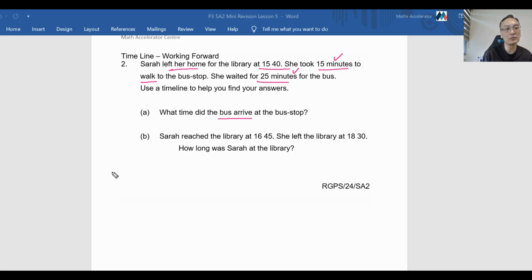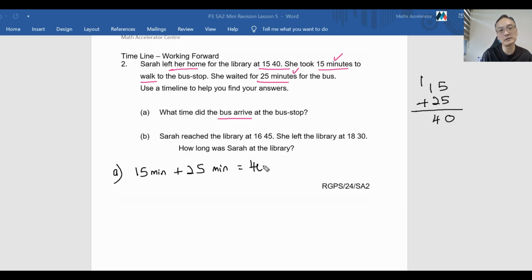Right, so part A, we should be adding 15 minutes, her walking time, with her waiting time of 25 minutes. Let's do our working over here. 15 plus 25. 5 plus 5, 10, carry 1. 1 plus 1 is 2. 2 plus 2 is 4. So we will arrive at 40 minutes.